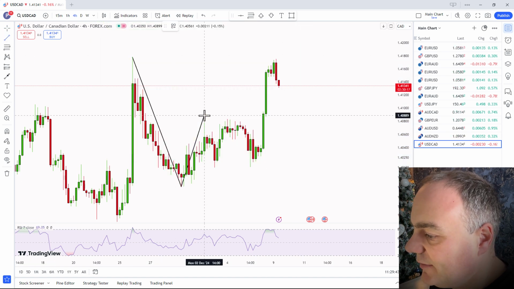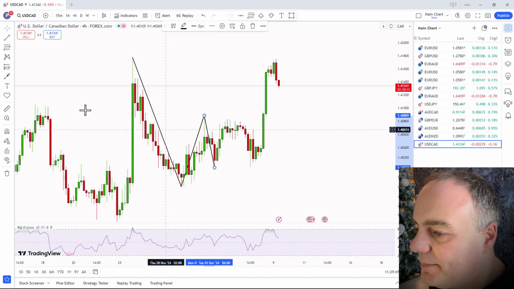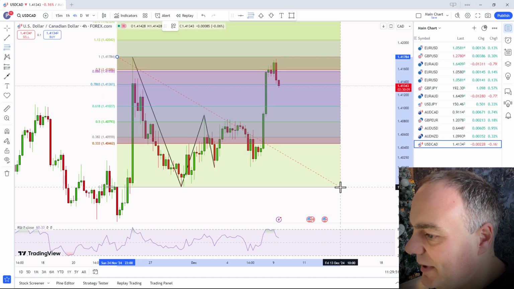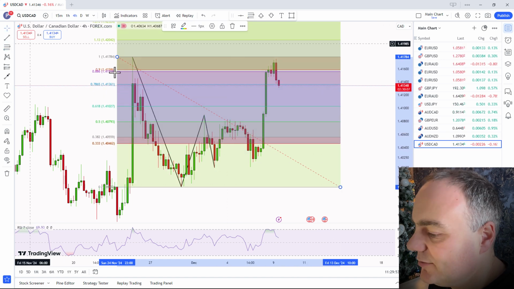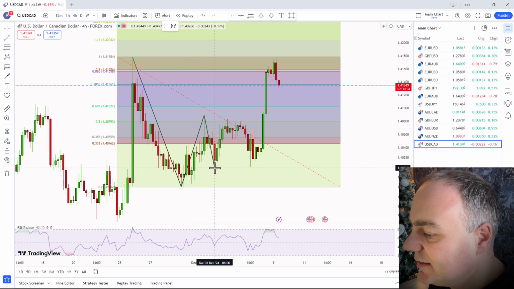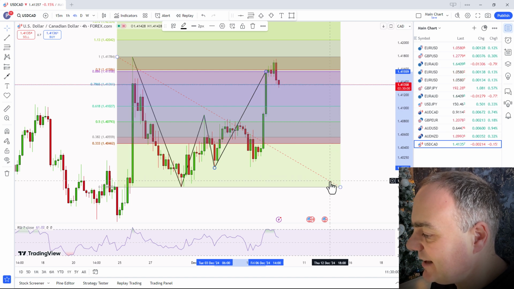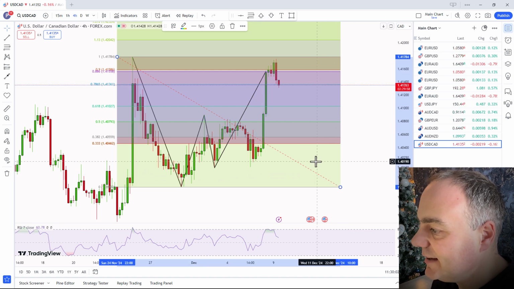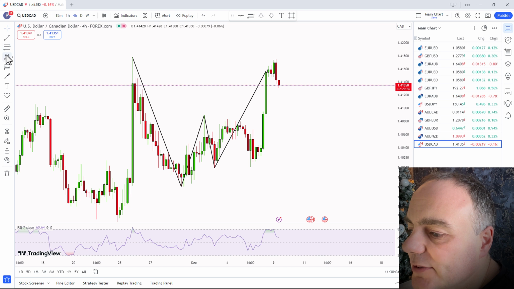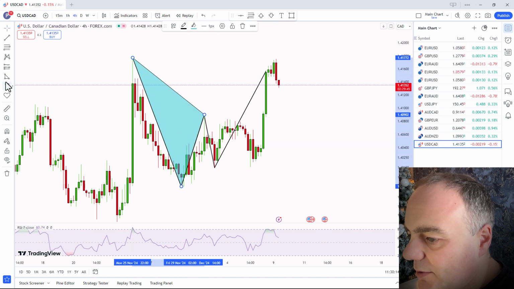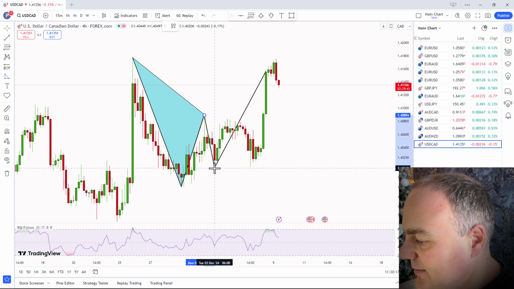Okay, we then have our B to C leg, and our D completion point would be at the 886 retracement of X to A for a bat, which would put it there. And as you can see, at this particular time I'm recording that, we've already passed the D point. So let's just draw the triangles in here. So we've got it in. There we go. And again.